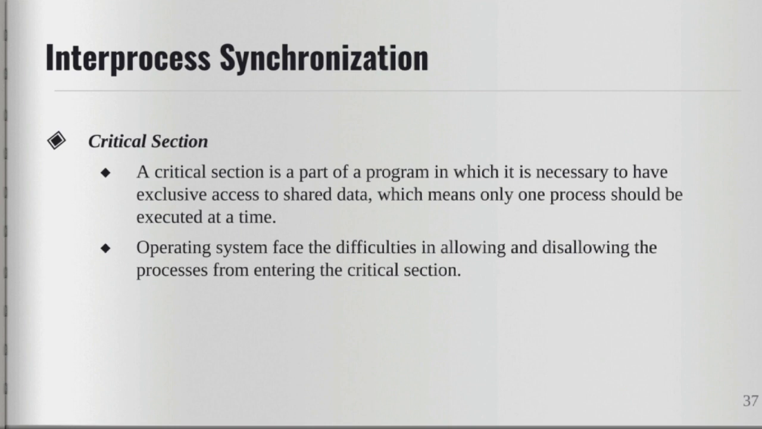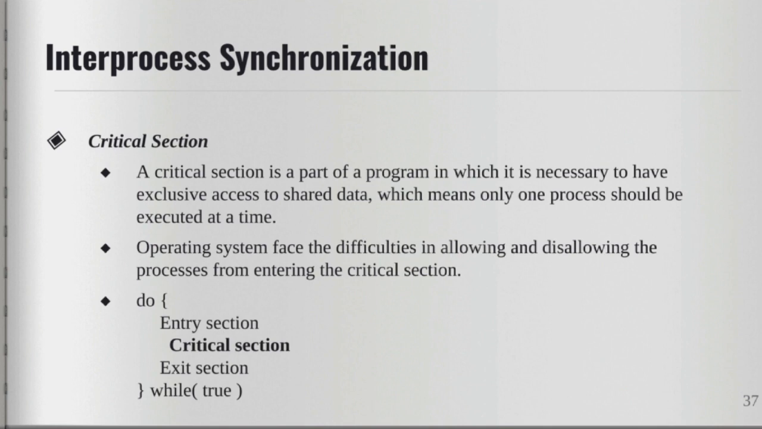Now, there are certain problems that operating systems face in allowing and disallowing the processes from entering this critical section. And we are going to look at those problems in a moment. So just take a look at this one. Let's say we have a do-while loop with the condition true. You have an entry section where the process enters the critical section. It gets executed in the critical section where it's supposed to have exclusive access to the shared data, and then it exits the critical section.